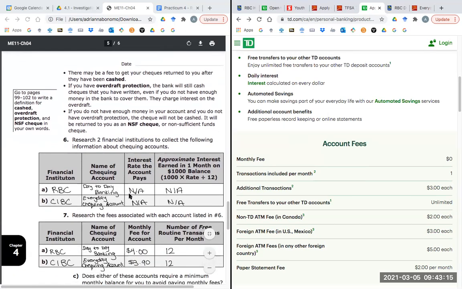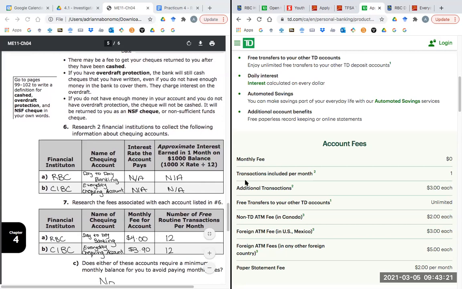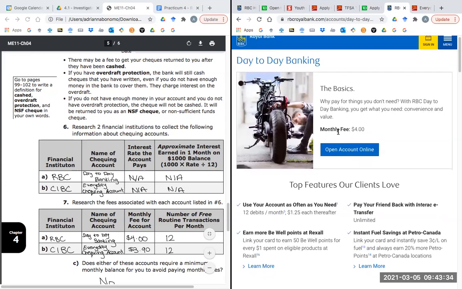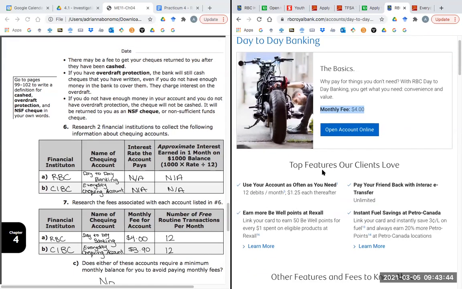So we're going to research two financial institutions and collect information about their checking accounts. Again, in Google, you can type in checking accounts, or you can put the specific name of a bank and checking accounts. Let's look at RBC here. This is the RBC day-to-day banking checking account. The monthly fee for the account right here is $4. And let's see, oh, sorry, I'm looking at the wrong question. Interest rate the account pays.